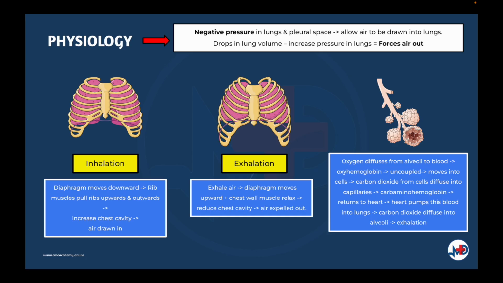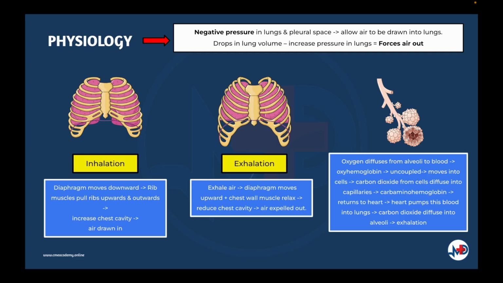diffusion. During inhalation, diaphragm moves downwards and intercostal muscles pull rib upward and outward. This increases the chest cavity and air is drawn into the lungs. During exhalation, the diaphragm moves upwards and the chest wall muscles relax. This reduces the chest cavity and the air is expelled out.